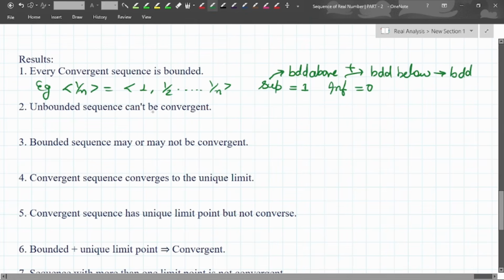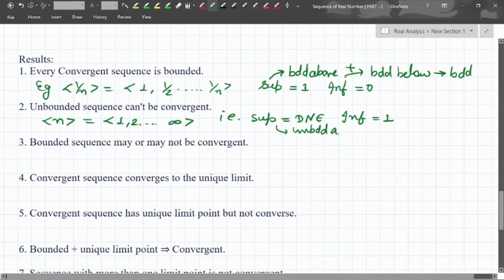Next, an unbounded sequence can't be convergent. Let's say n. It is an unbounded sequence: 1, 2, up to infinity. What is the supremum? It does not exist. But the infimum is 1. So it is unbounded above, and if it is unbounded above, then it is unbounded. This sequence is divergent, not convergent.